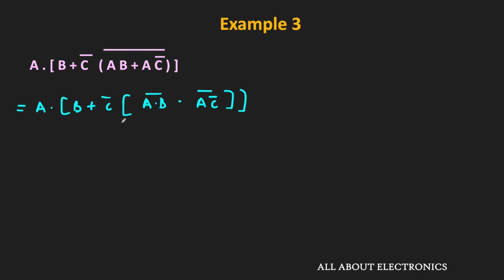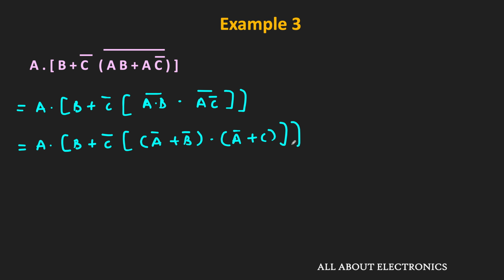Now once again, here we can apply the De Morgan's law. So we can write this expression as a dot b plus c bar, and this (a dot b) whole bar can be written as a bar plus b bar. Likewise, the complement of the a c bar can be written as a bar plus c. So basically, we have broken this bar and given it to the individual variable, and at the same time, we have also changed the sign.